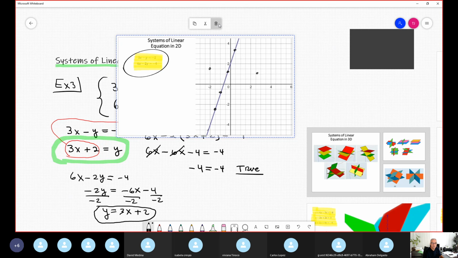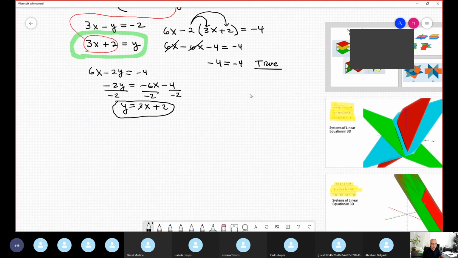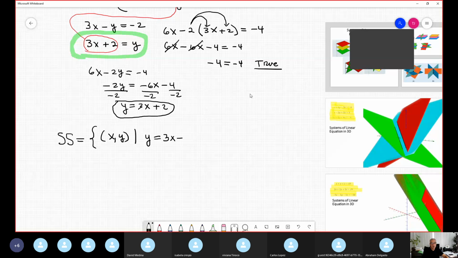Let me try. You write that. Solution set. It's infinity, I know. It's all ordered pairs x comma y such that y, for example, obeys this mathematical equation, 3x plus 2, but x is any real number. It's one possibility to express. Okay, the traditional way is that.